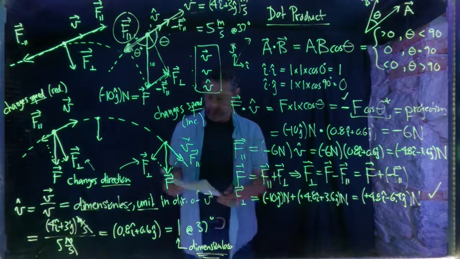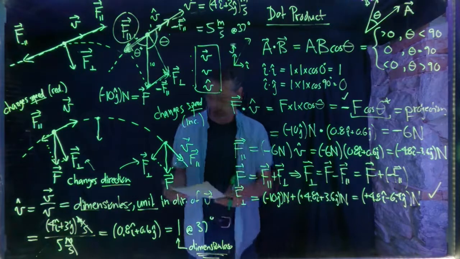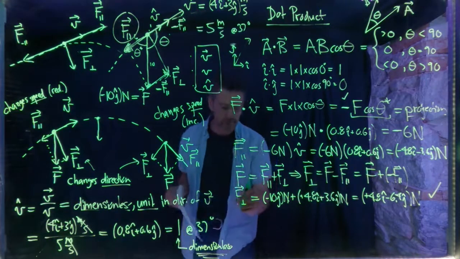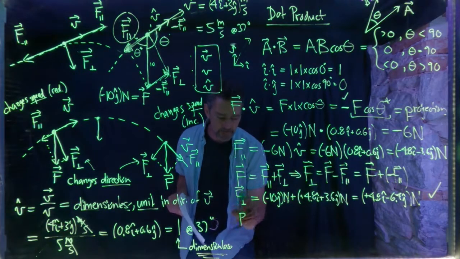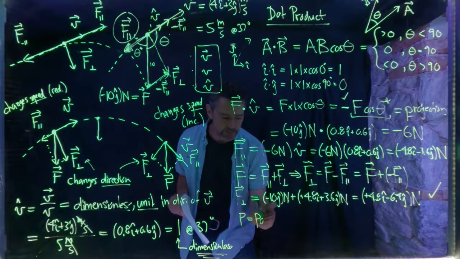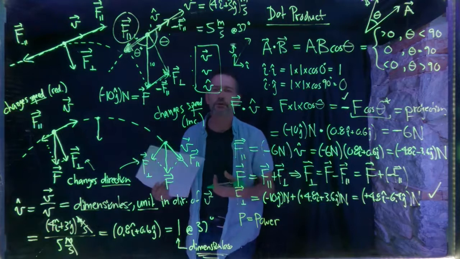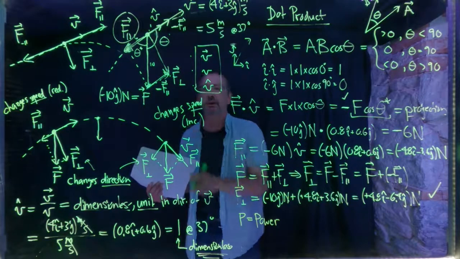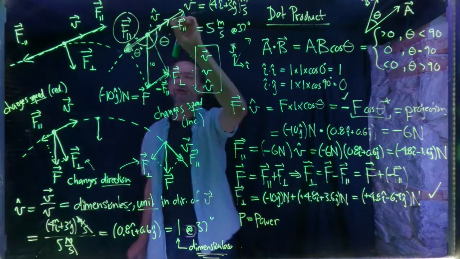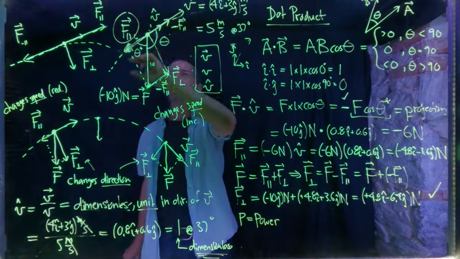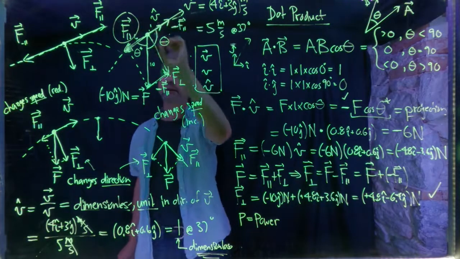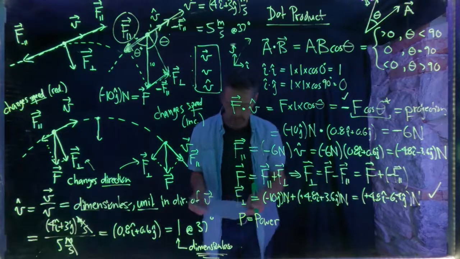So now, let me do one last thing here, which shows you how useful this is. I think we might be able to squeeze it down here. So what we do is we define power. So P is power. Power is the rate at which energy is being transferred to this object. This object has some kinetic energy, it's in motion, and the power that we're going to calculate is the rate at which its kinetic energy is changing.